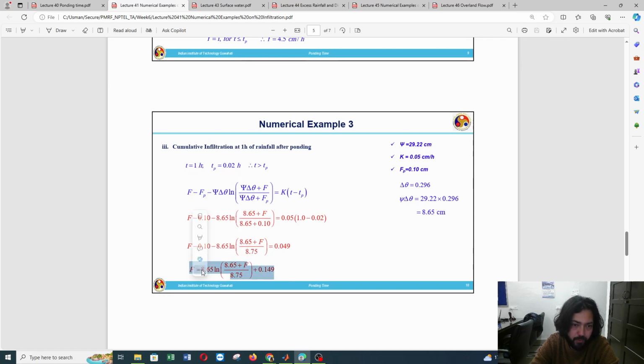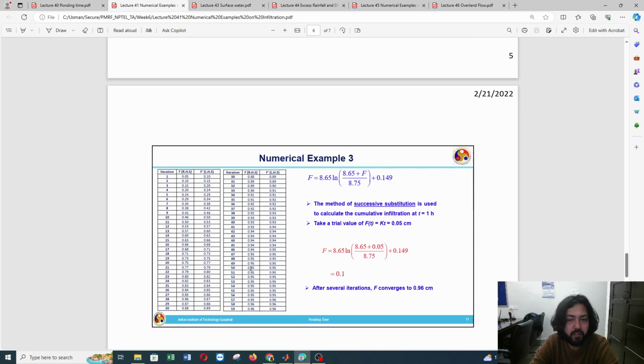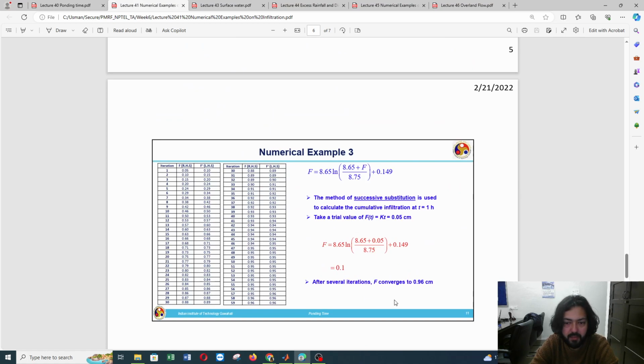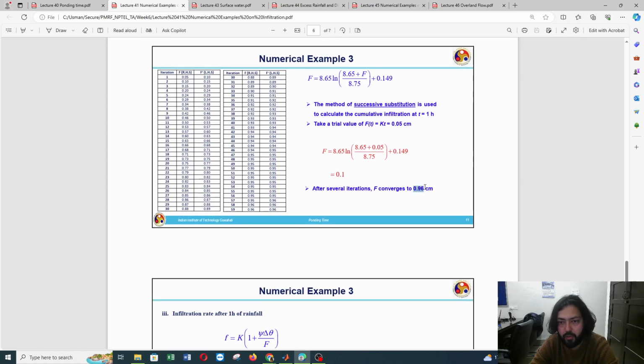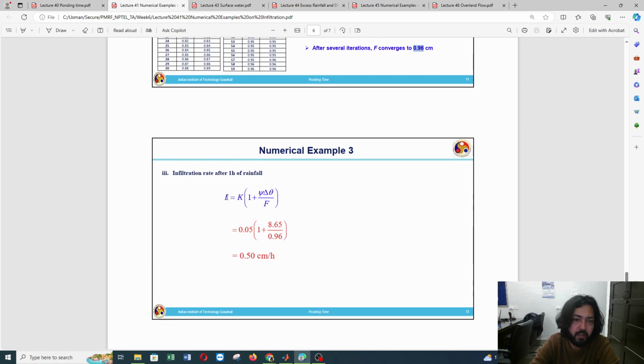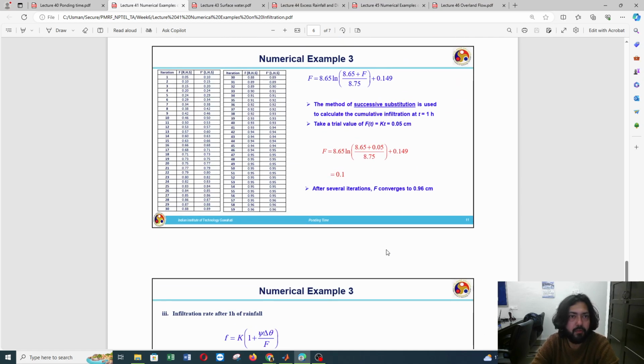Now again we are going to do successive substitution, and we are going to get a value of F, and with that value of F we can calculate infiltration rate. So by using successive substitution, we get the value of F as 0.96, and with this value of cumulative infiltration we have calculated the value of infiltration rate. So this was all about from last week, which is subsurface water.